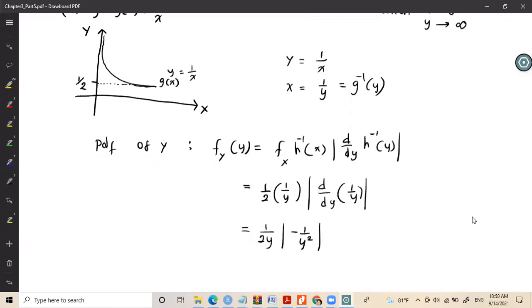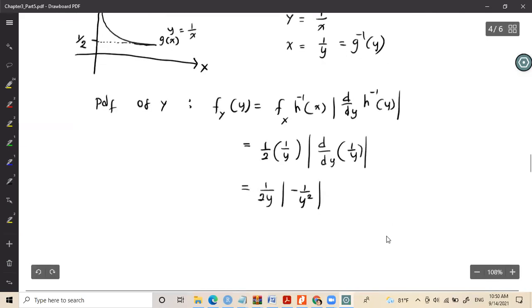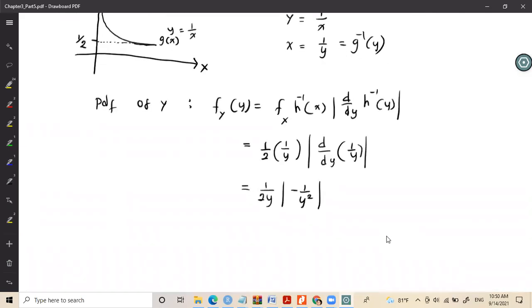Anybody who's not familiar with the derivatives? Anybody from biology stream? I guess you are familiar with these derivatives from your MT100 course, right? So study it if you are not familiar with them, right? And you have the absolute value. So the negative sign, you omit it with the absolute value.